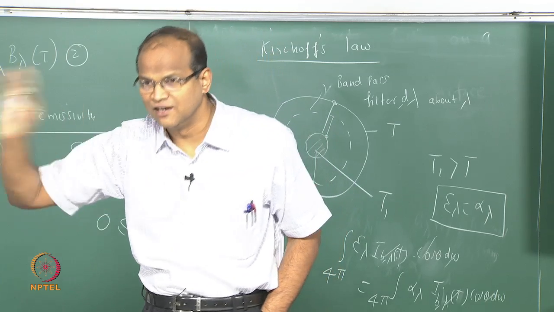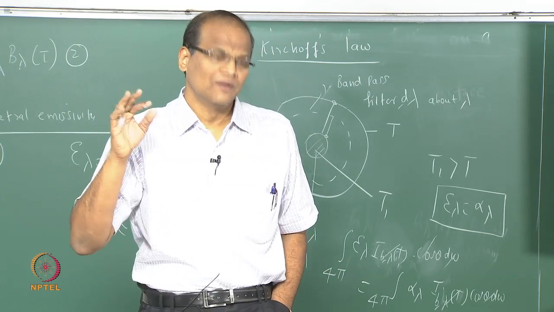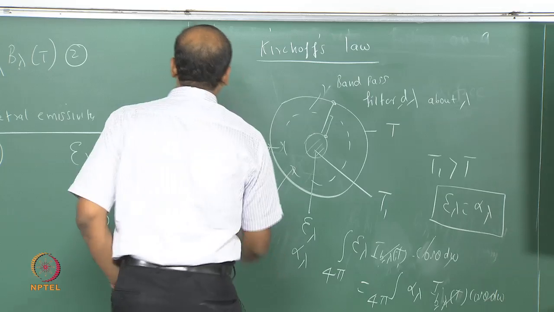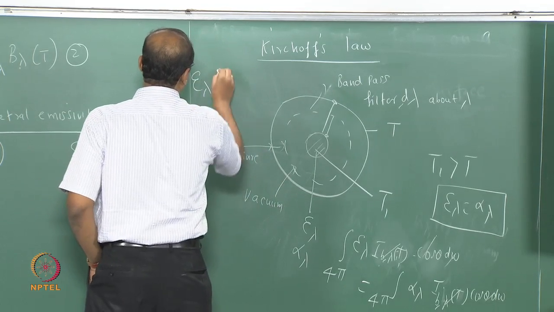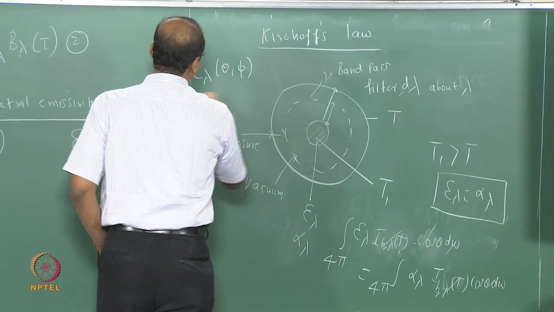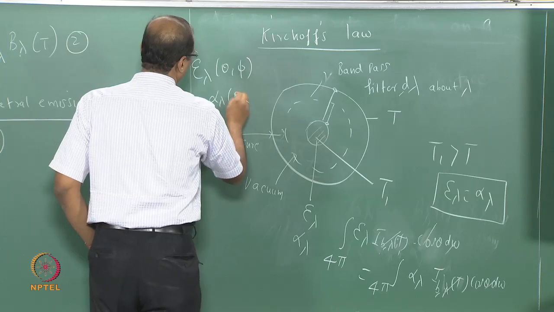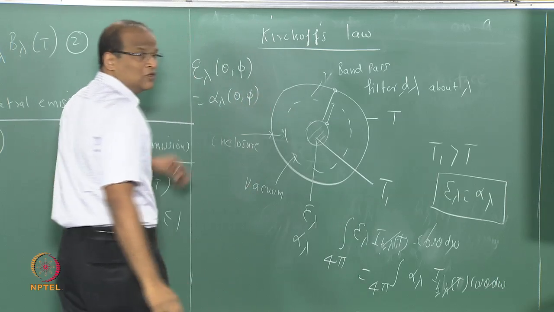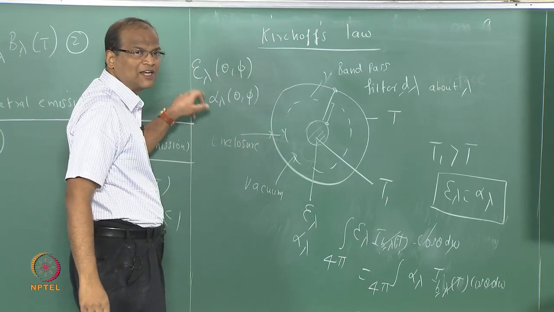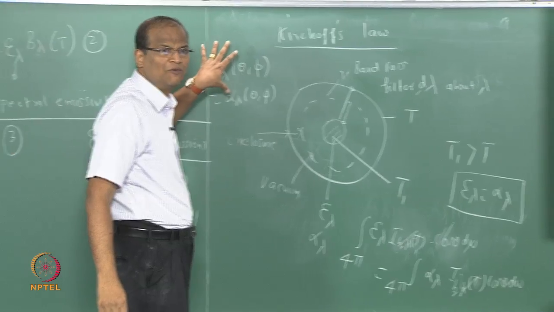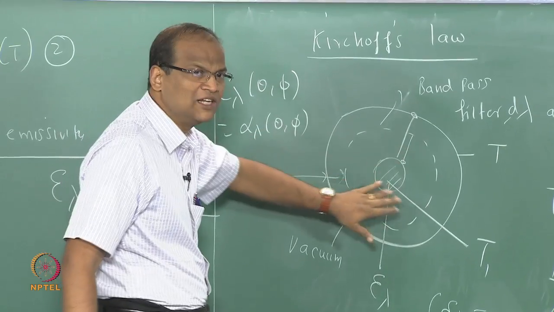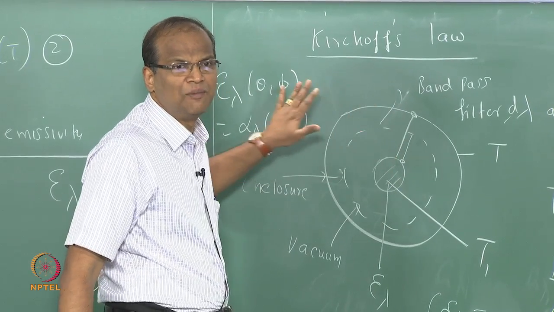I can make it more formal by saying that I am allowing radiation only in a particular direction of theta and phi, and I can prove that the directional spectral emissivity is equal to the directional spectral absorptivity. This is the most general form of Kirchhoff's law. Already we are assuming that it is diffuse, that means the directional dependence is gone.